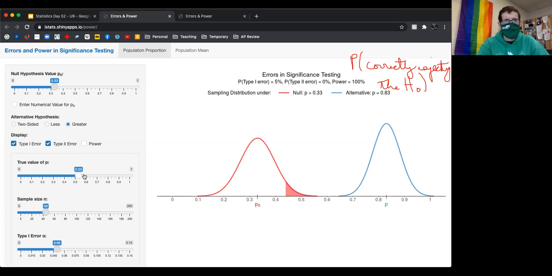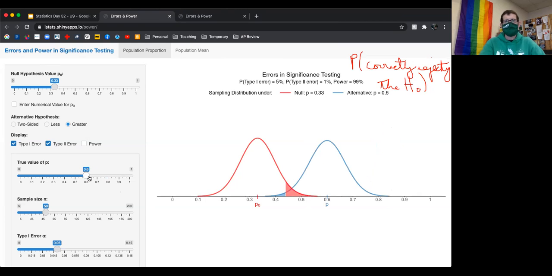Okay, now I still feel like this might be a bit confusing. So are there any questions on this before we jump away from this?